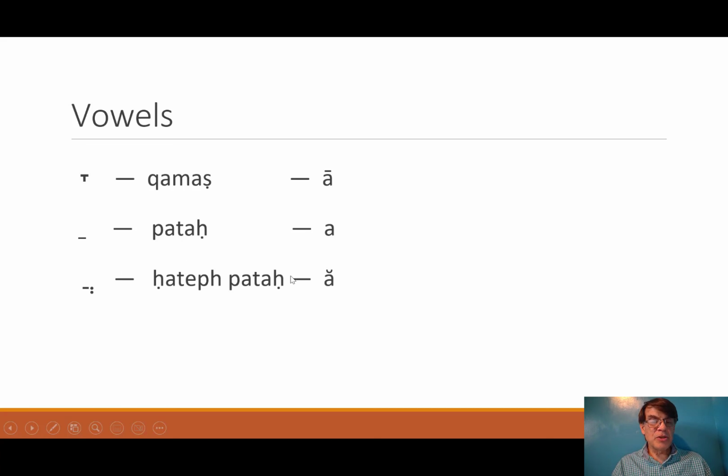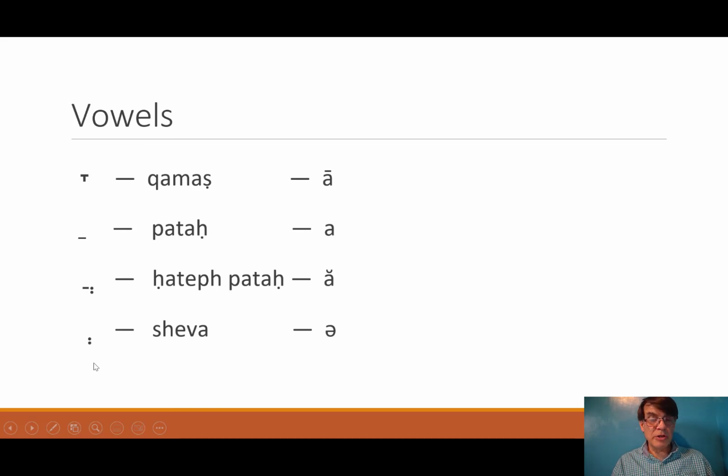Anyway, so that's a katef patakh. That's how you're going to transliterate it. And let me go ahead and show you the transliteration for shva. Shva is going to transliterate with an upside down e. Okay, so those are the transliteration values for these.